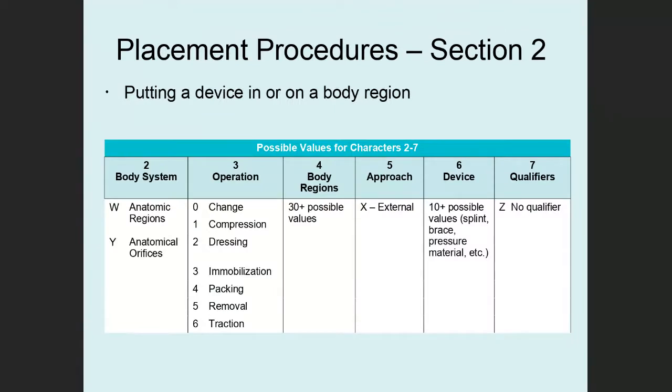We will start with placement procedures, which have an initial digit of 2. The other digits are body system, operation, body region, approach, device, and qualifier. Some of the root operations for placement are the same as for the surgical codes, but some are not. For example, change and removal are also used in the surgical section. The definitions are the same.